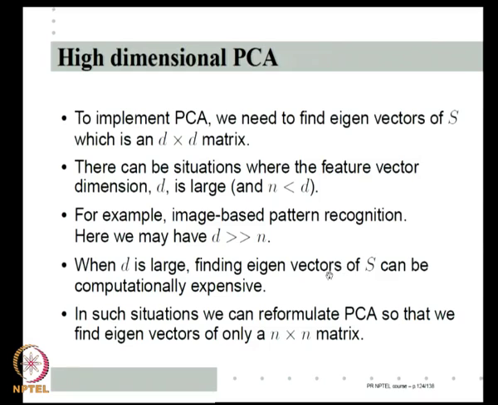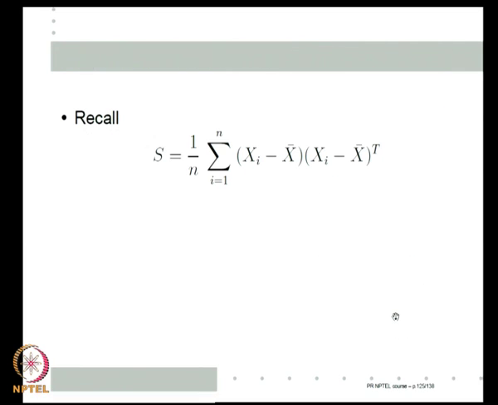Basically, because it is computationally expensive, we do not want to find all the eigenvalues. So, you are asking, because n is much less than d, is there a way I can find the eigenvectors of some other n by n matrix instead of this d by d matrix? We show that it can be done.